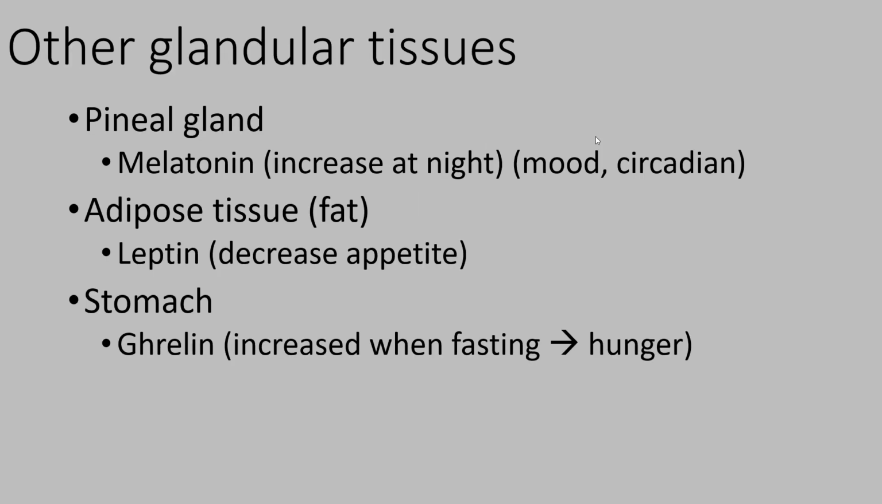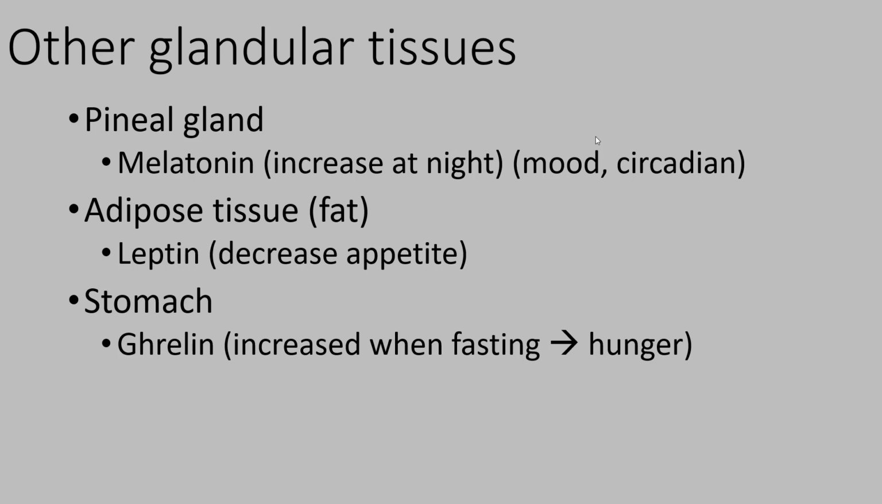So now we've talked about all the major glands related to the endocrine system, but there are other glandular tissues, and really pretty much any tissue in the body is going to be releasing a hormone at some point, but we're going to talk about a few of those in this lecture. First is the pineal gland, and some sources consider the pineal gland a part of the endocrine system. Some do not. We're not going to worry about how to classify it. We're just going to talk about what does it do.